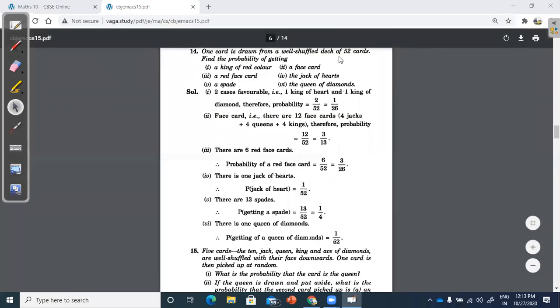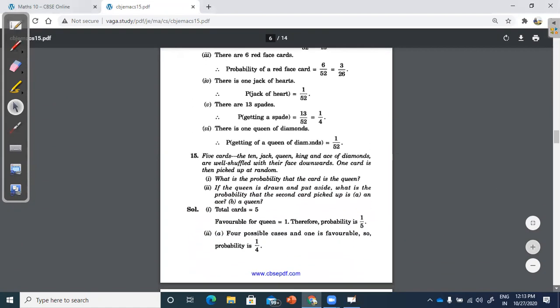So in a well shuffled packet of 52 cards, what is the probability of king of red color? There are total 4 kings, out of which red will be 2. So it will be 2 by 52, 1 upon 26. Then the face card, how many face cards will be there? There will be total of 3 plus 3 plus 3 plus 3, 12 by 52. Red face card, half of that, 6 by 52, that's 3 by 26. Always reduce to lowest form. Jack of hearts, there is only one jack of hearts, that is 1 by 52. Spade, that will be 13 spades, 13 upon 52, that's 1 by 4. Then queen of diamonds, 1 by 52. So this is how we answer that question.